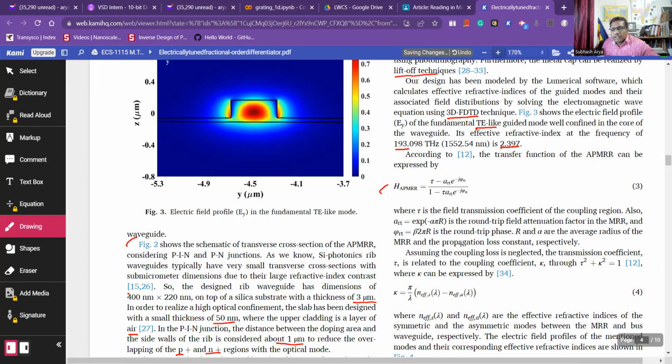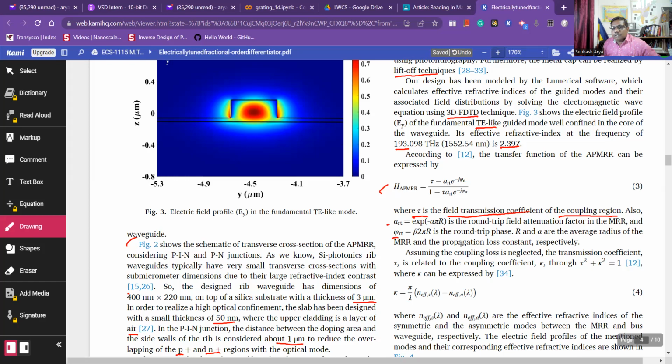So the transfer function is tau minus A_RT e to the power minus j phi_RT, divided by 1 minus tau A_RT e to the power minus j phi_RT. Here tau is the field transmission coefficient of the coupling region. Also A_RT is equal to exponential minus alpha pi r, the round trip field attenuation factor in the MRR, and phi_RT, which is beta 2 pi r, is the round trip phase.